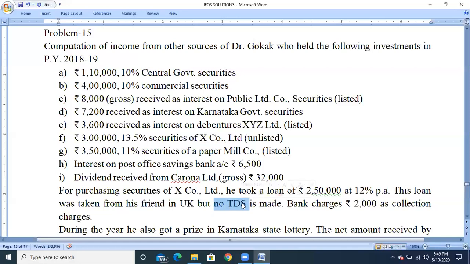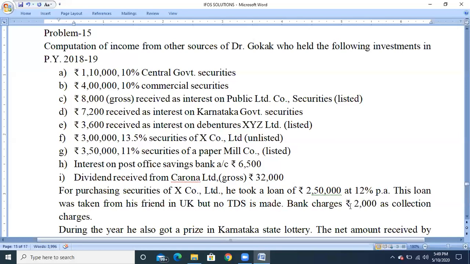So any interest on a loan amount taken by the assessee from any friend, if he is not deducting TDS, because you need to take the amount from other sources, and if the TDS has not been deducted, such expenditure cannot be claimed as an expense under the head income from other sources. So the interest on loan will be ignored because no TDS has been made.